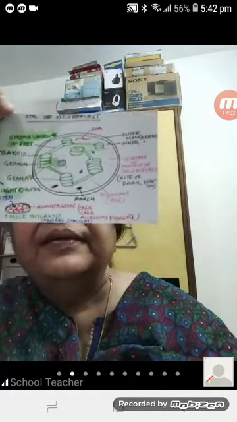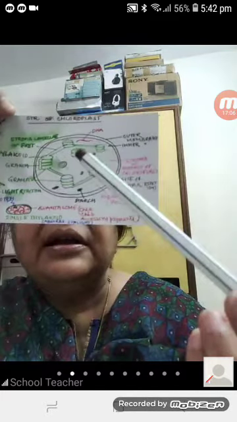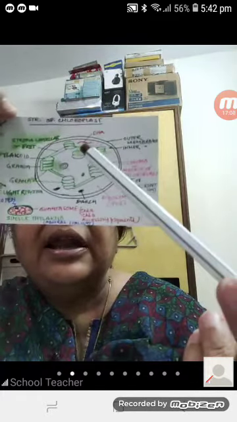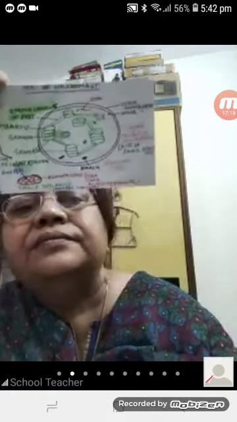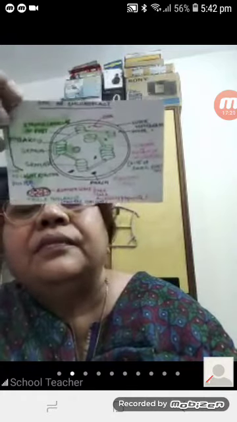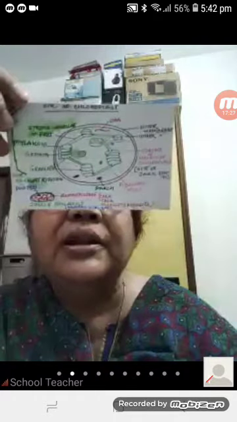Clear? Besides this, the matrix of chloroplast contains DNA. Therefore, chloroplast is a semi-autonomous organelle. It can divide on its own. Division of chloroplast is not dependent upon the division of the cell. They can divide on their own like mitochondria.